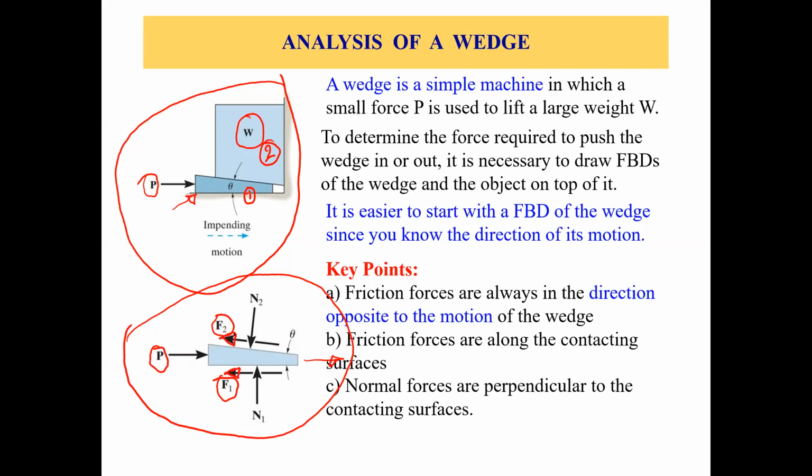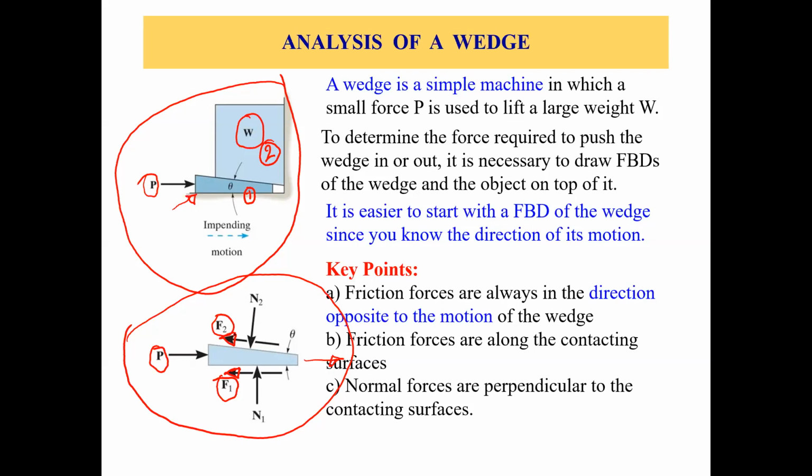Now the bottom of this wedge is plane, so F1 is also parallel to the surface, in the negative x direction. With regard to F2, it will be parallel to the top surface of the wedge, which is inclined at an angle theta. That's why we can see F2 is not purely in the negative x direction, it's inclined at an angle of theta. It will always be parallel to the surface.